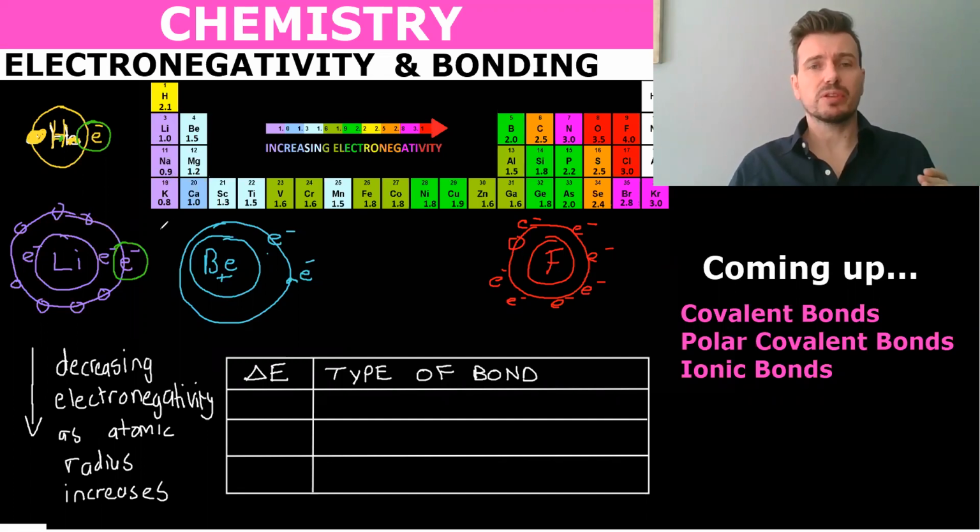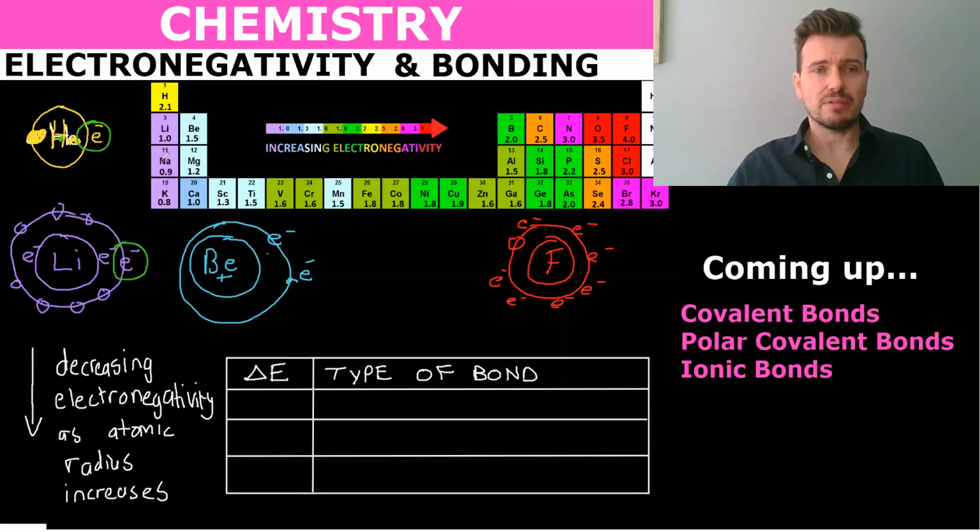So finally, what I'm going to do is just finish off with an introduction to the next few videos where I will be looking at the specific bonding. And the way we work out how elements are going to bond is we look at the electronegativity between the two atoms.